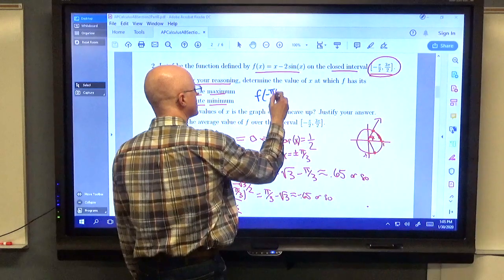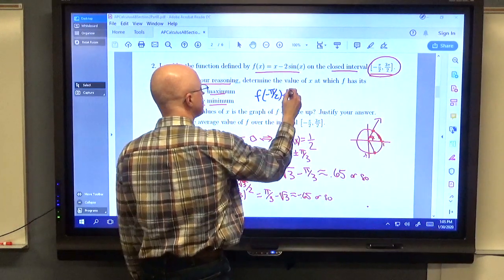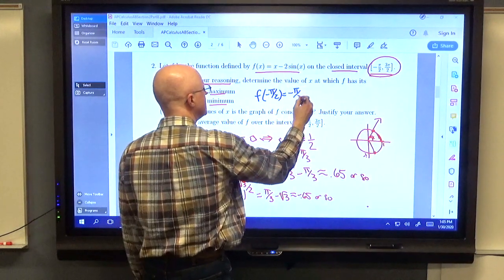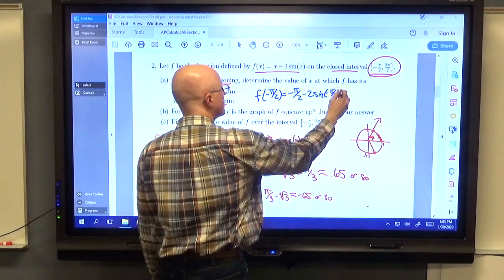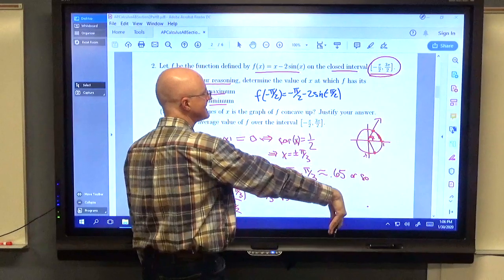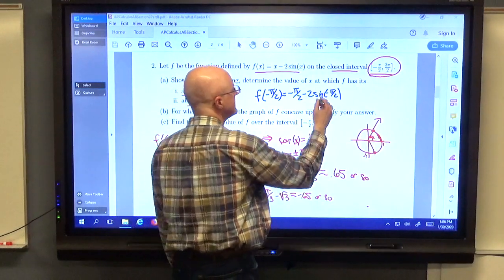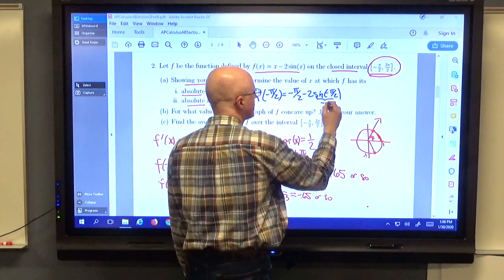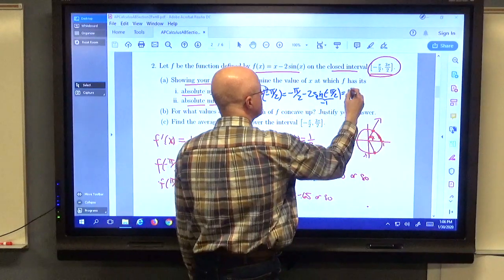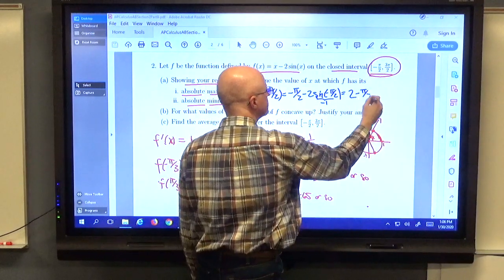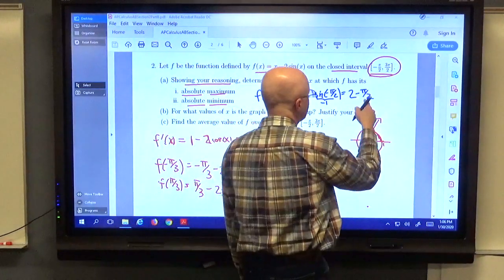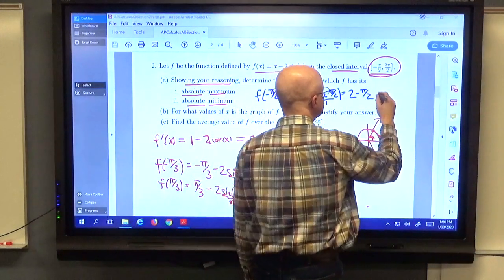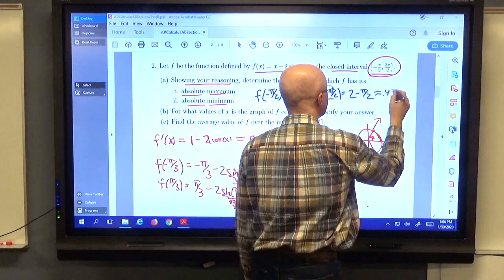F of negative pi over 2, plugging back into the original function, gives me negative pi over 2 minus 2 sine of negative pi over 2. Sine of that, negative 90 degrees, is negative 1. This becomes 2 minus pi over 2. 2 minus about 1.57, that's about 0.43.